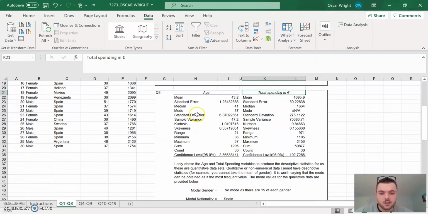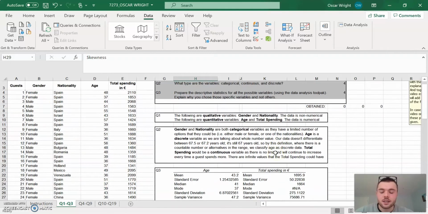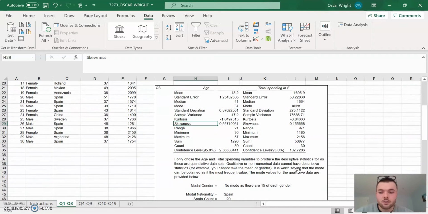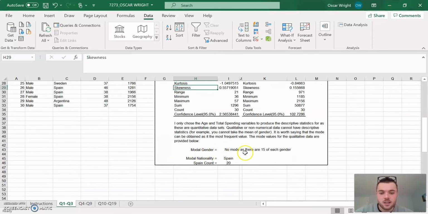One thing to note, however, is the modes. The modes can be taken for the gender and nationality, as it's the most common value in the data set, and therefore we could take the mode. It just depends which of these is the most frequent or that has the highest occurrence. For the gender, there's actually 15 males and 15 females, therefore there's no modal gender, as it's completely even. If there was, say, 16 females and 14 males, then the modal gender would be females. However, it's 15 and 15, so there's no modal gender.